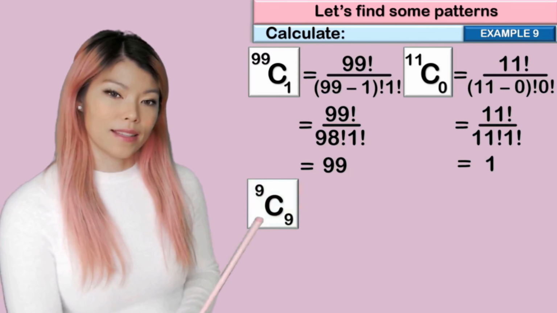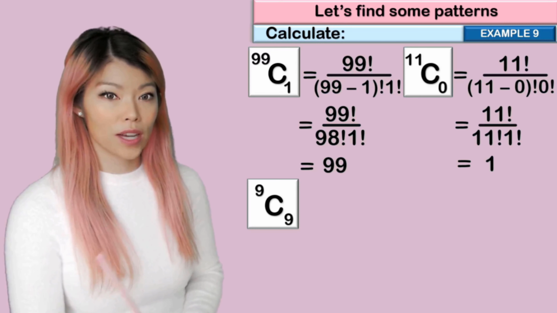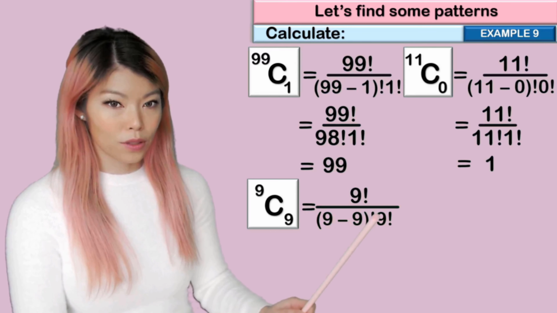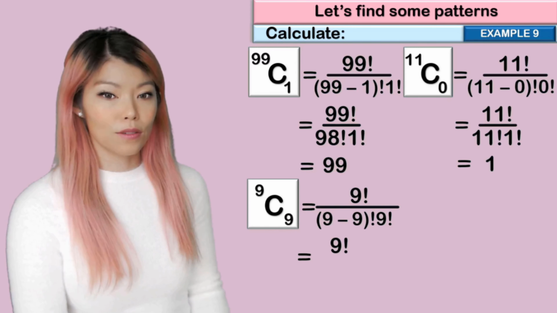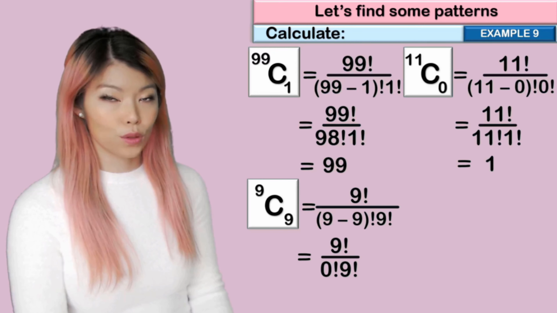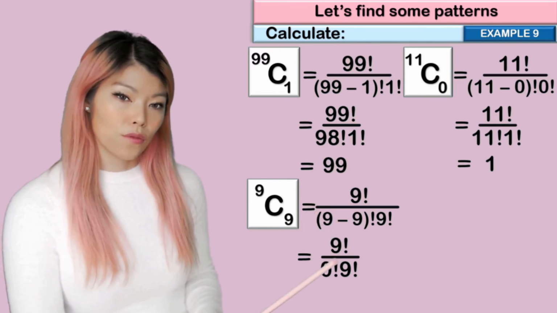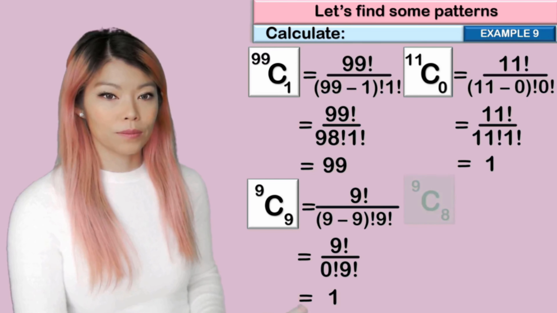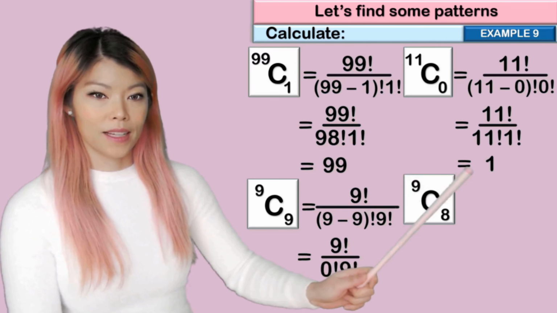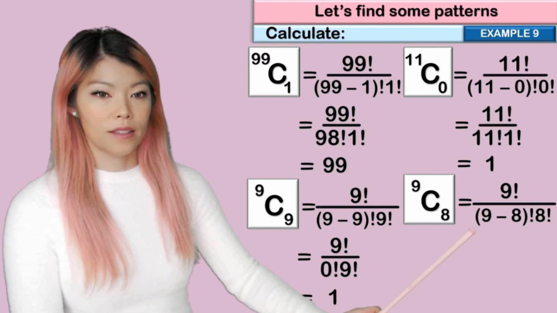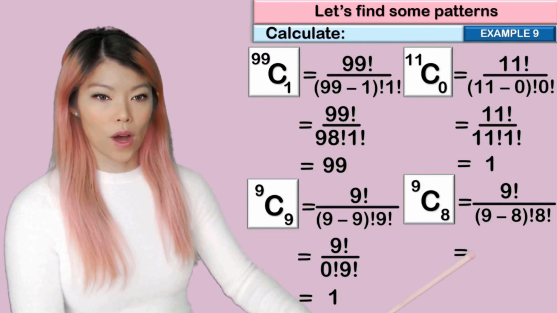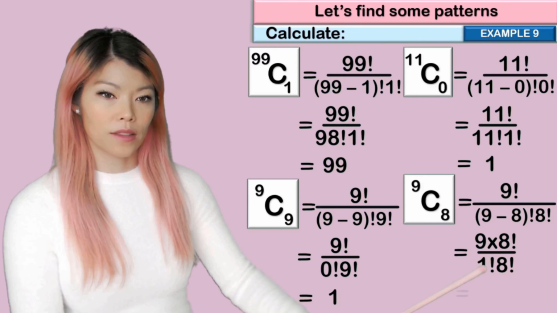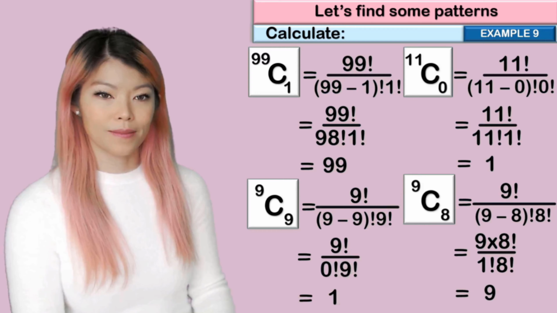What about 9C9? You can always pause the video and try this yourselves first. So we have 9 factorial over 9 minus 9 factorial times 9 factorial. 9 minus 9 is 0 factorial, and recall that 0 factorial is equal to 1. And 9 factorial over 9 factorial is also equal to 1. So 9C9 is equal to 1. What about 9C8? That'll be 9 factorial over 9 minus 8 factorial. That becomes 1 factorial, and there's an 8 factorial there. And the 8 factorial and 8 factorial can cancel out. So we're left with just 9.